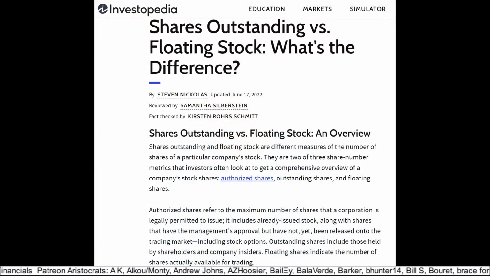And float shares are the shares that people like you and I can buy, as opposed to insider shares. And remember that market cap is just the number of outstanding shares times current share price.